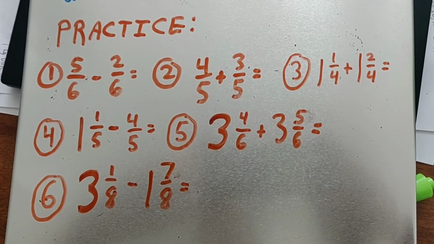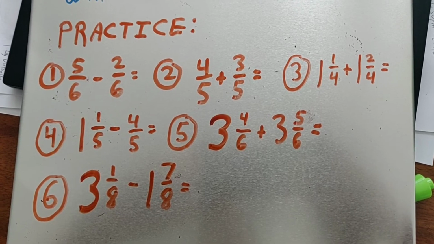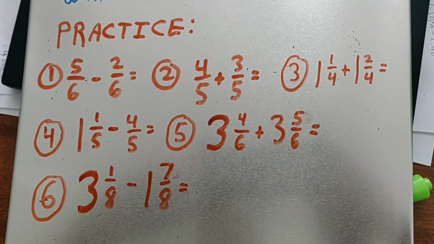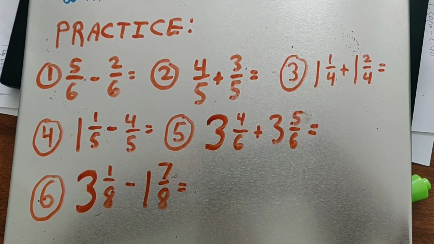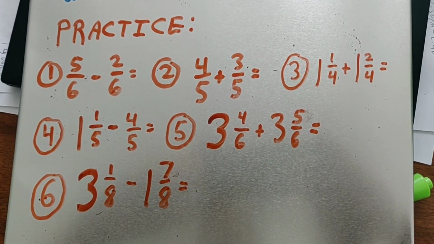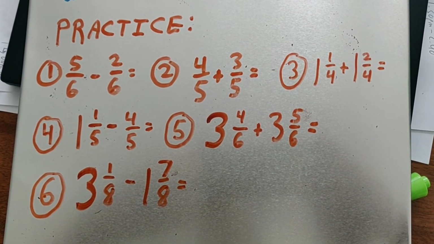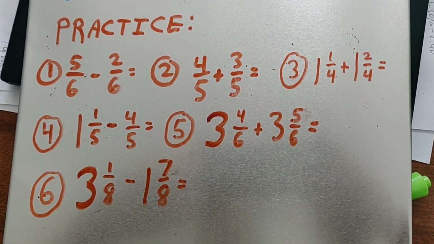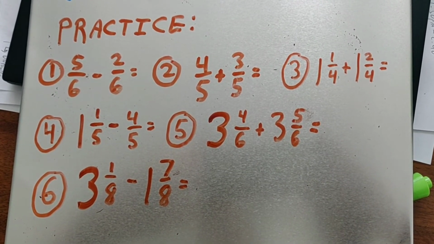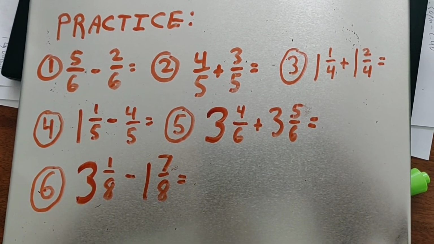So the first problem in your practice problem is 5/6 minus 2/6. The second problem is 4/5 plus 3/5. The third problem is 1 and 1/4 plus 1 and 2/4. The fourth problem is 1 and 1/5 minus 4/5. The fifth problem is 3 and 4/6 plus 3 and 5/6. And the sixth problem is 3 and 1/8 minus 1 and 7/8.